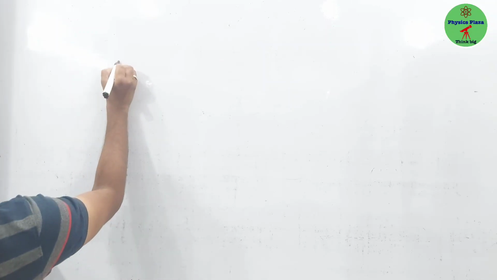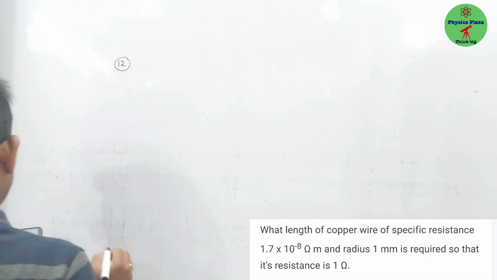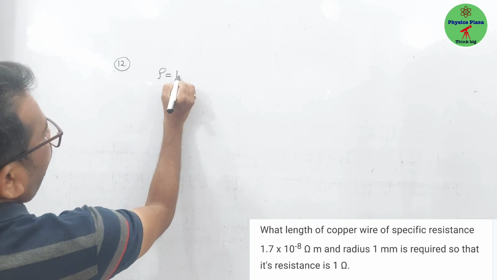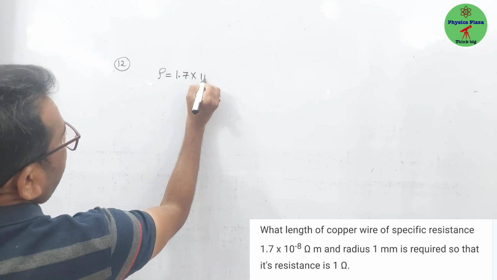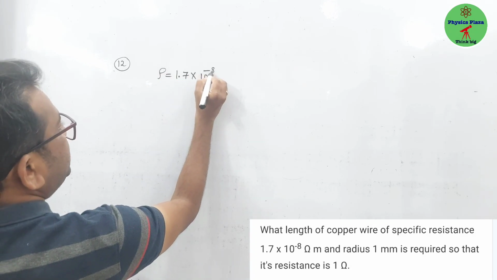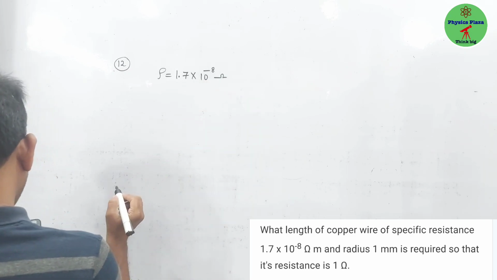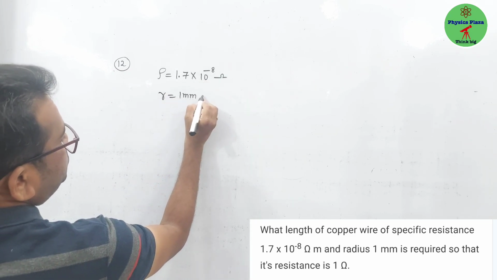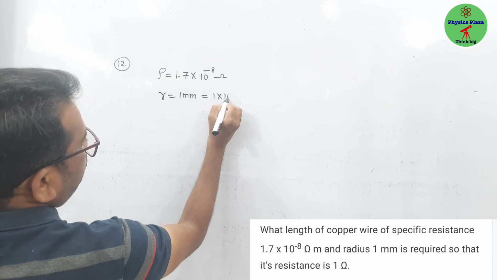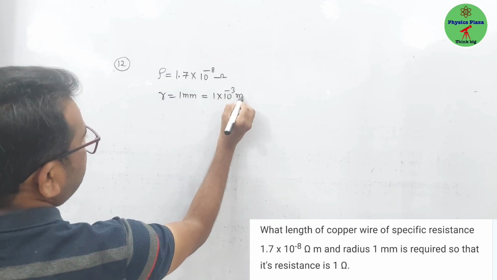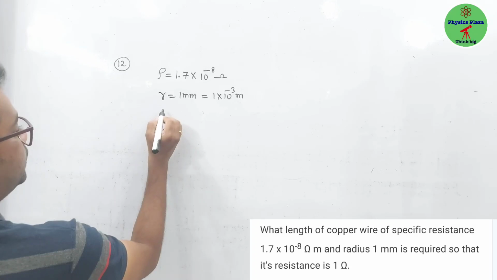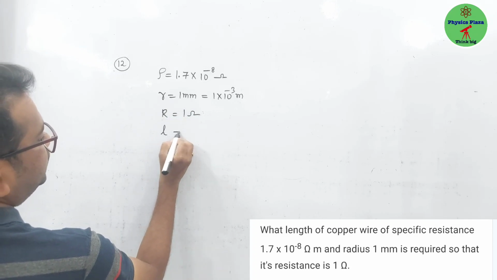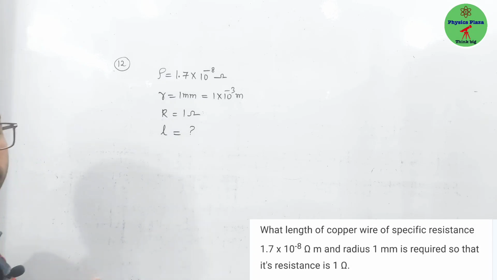Numerical 12. As per the question, children, the specific resistance is given, that is 1.7 into 10 power minus 8 ohm meter, and the radius is given as 1 mm. So this can be written as 1 into 10 power minus 3 meters, and the resistance is given as 1 ohm. Now they are asking us to find the length of that conductor.